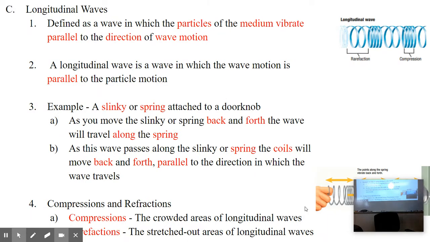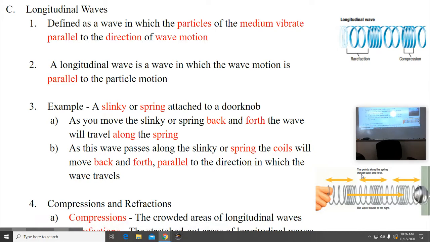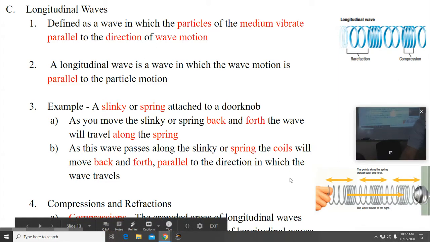Longitudinal waves. These waves are defined as a wave in which the particles of the medium vibrate parallel or in the same direction as the wave motion. A slinky or spring are great examples. As you move the slinky or spring back and forth, the wave will travel along that spring. As this wave passes along the slinky or spring, the spring will coil and move back and forth parallel to that direction.